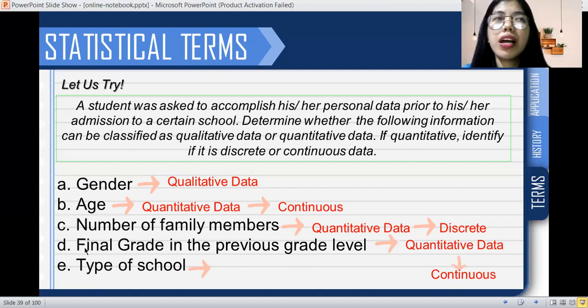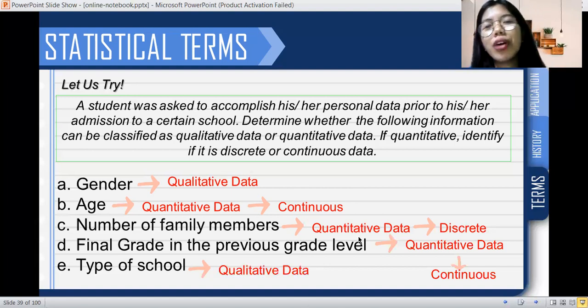Dahil kapag when we are talking about grades na, meron siya mga decimal. Lalong-lalo na sa mga, for example, nakabelong sa cream of the crop, kung saan decimal points lang yung mga pagitan nila. Kaya importante po yung mga decimals sa ating mga final grades. And we also have the type of school. Ano kaya to? Kung yung answer mo ay qualitative data, then you are correct. Now, bakit po? Dahil pwede po yung type of school niya is a public school or a private school. Yun po yung mga maaaring sagot doon. Okay?